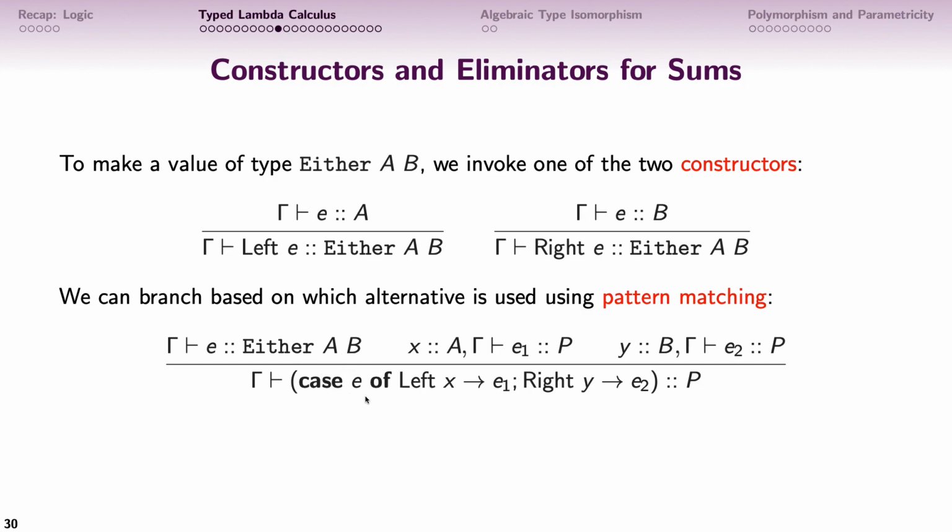So we'll build in this type of case expression where we can say case E of left x or right y. And if I have the expression E1 here, then if x is of type A and E1 is shown to be of type P, and y is of type B, then E2 is shown to be of type P, then overall, regardless of which branch this case expression takes, it's going to be of type P. So this looks suspiciously similar to the disjunction elimination rule that we saw before.